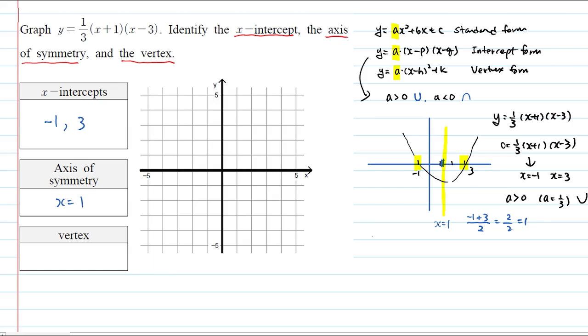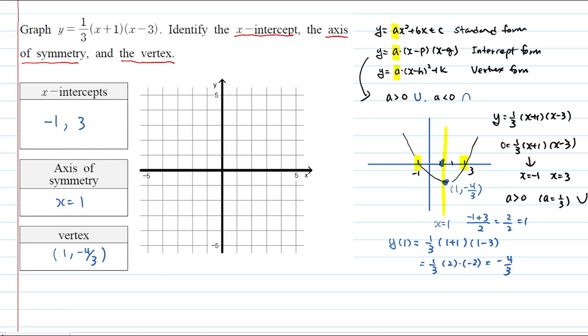To find the vertex, you have to plug in the number. So y of 1 is 1/3 times (1 plus 1) times (1 minus 3). So that's 1/3 times 2 times -2, which is -4/3. So when x is equal to 1, that's the point (1, -4/3). So the vertex will be (1, -4/3).